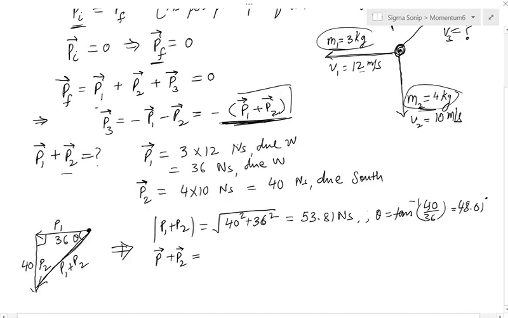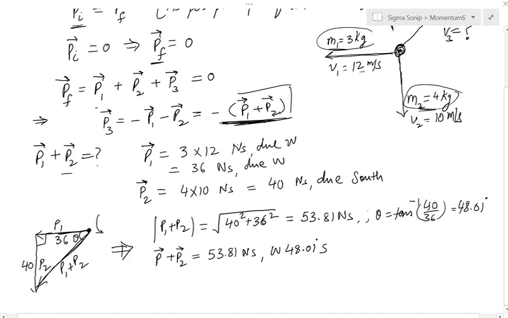So now I can describe my P1 plus P2 completely, and it is 53.81 Newton seconds, and the direction is, we can see that this is my west direction, and from west I am moving towards the south, so the angle will be west 48.01 degrees south.